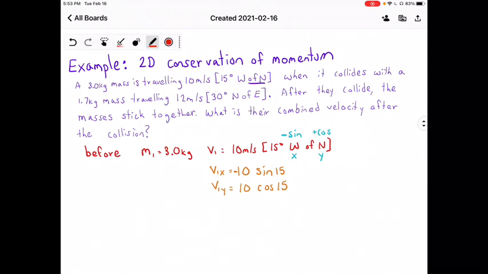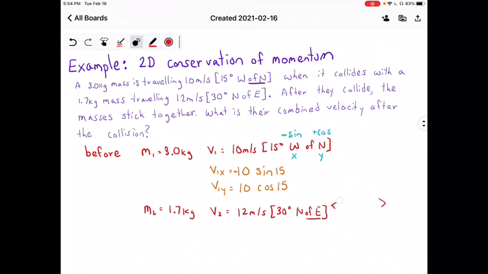Our second mass is m2, and that's 1.7 kilograms. And v2 is 12 meters per second at an angle of 30 degrees north of east. If I was to draw this out, I would draw a vector in the northeast direction, and then the 30 degrees goes next to the second direction, which is east in this case. So I would put it here next to the east-west axis.